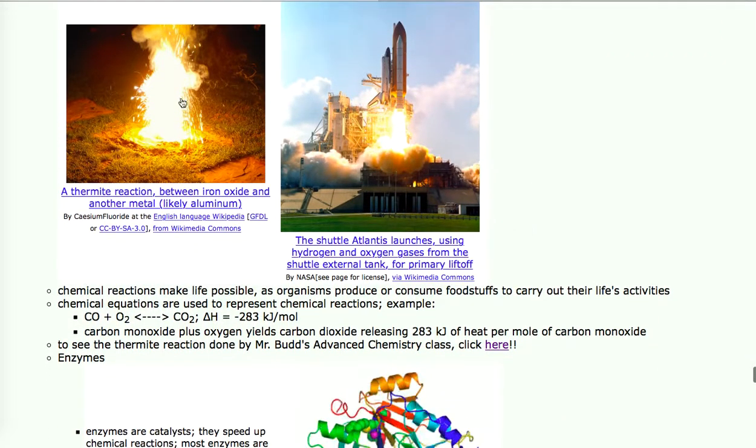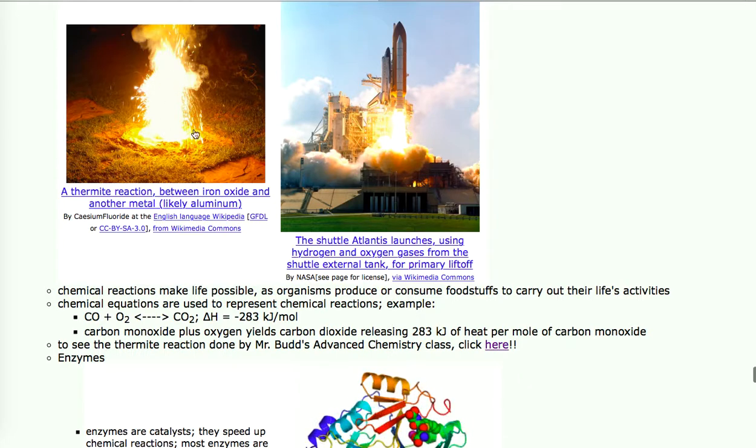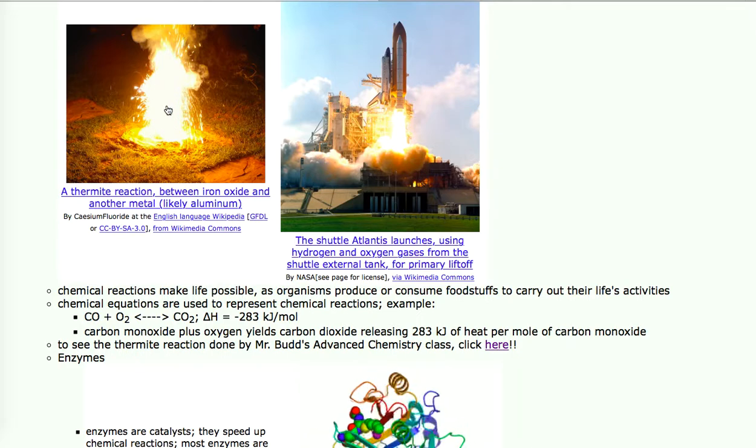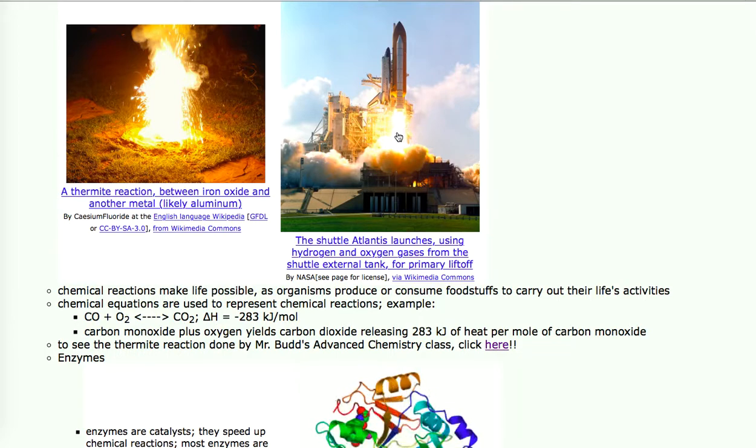Here we got a thermite reaction taking place, which is the reaction between aluminum and usually an iron oxide. It's very violent. It's just rust and aluminum, but it burns so hot it'll burn underwater. And all that's happening here is electrons are exchanging between atoms. Here we have electrons exchanging between hydrogen and oxygen, which produces the thrust that pushed the shuttle Atlantis off the launch pad.